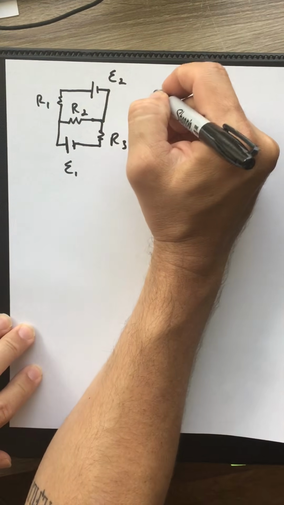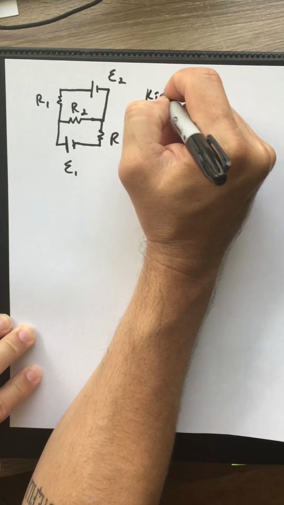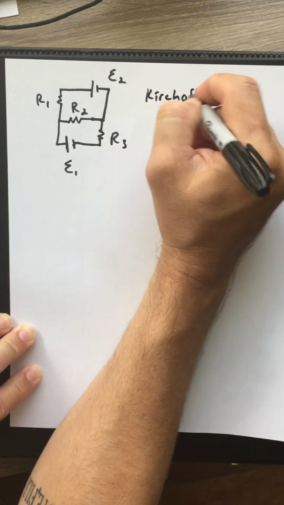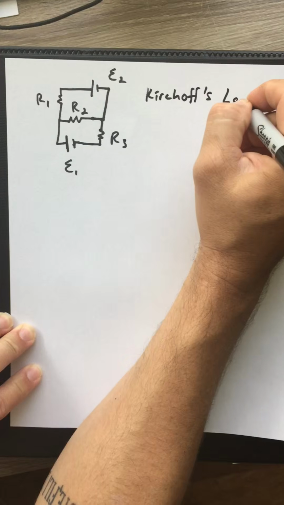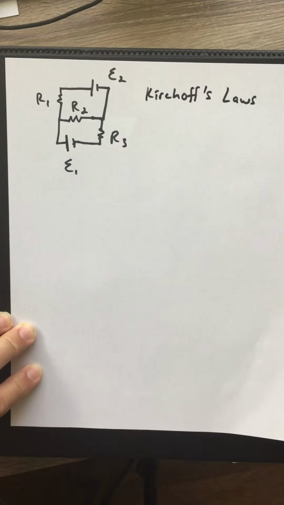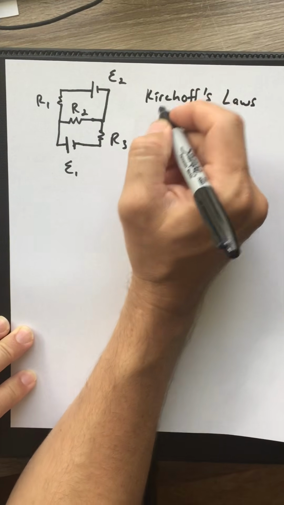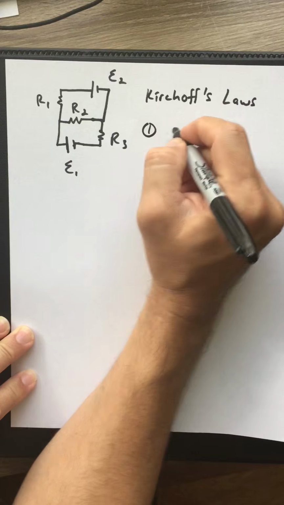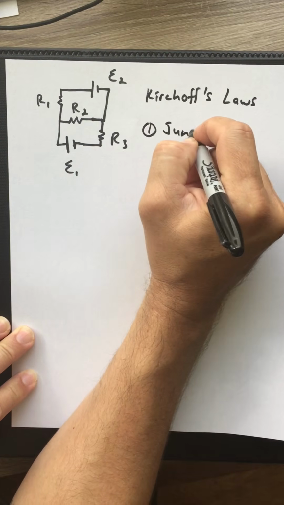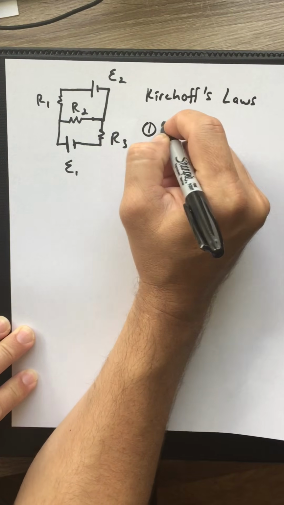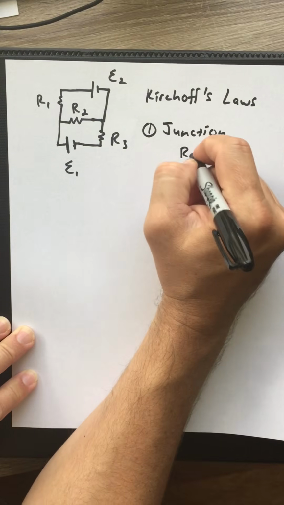To do that, let me introduce you to Kirchhoff's laws. We'll say Kirchhoff's rules. I like laws. We'll go with that. There are a couple of them. Actually, exactly a couple. There are two of them. The first one is called the junction rule, which I think is the easiest to see.